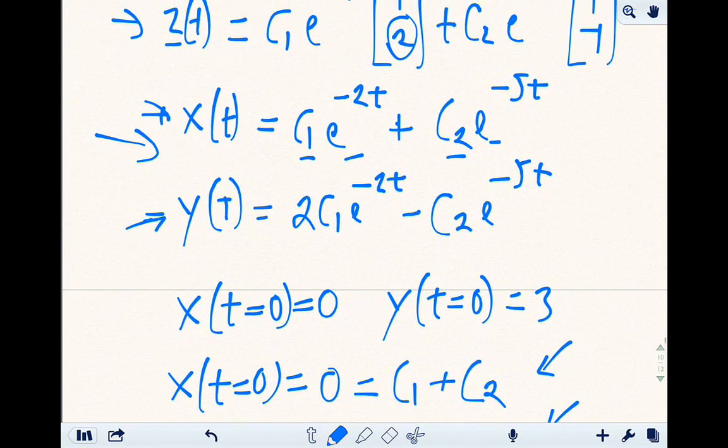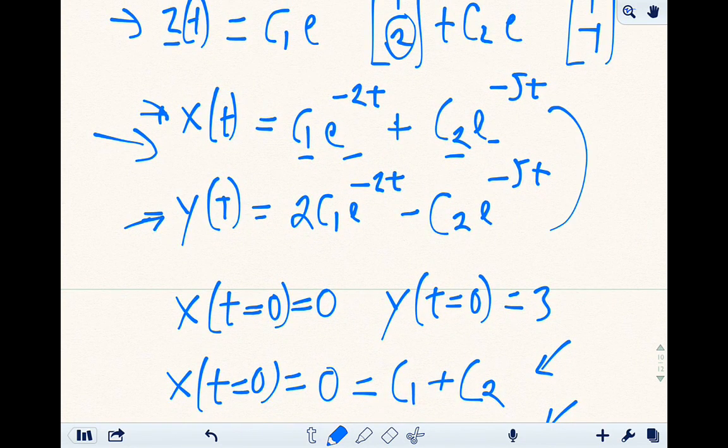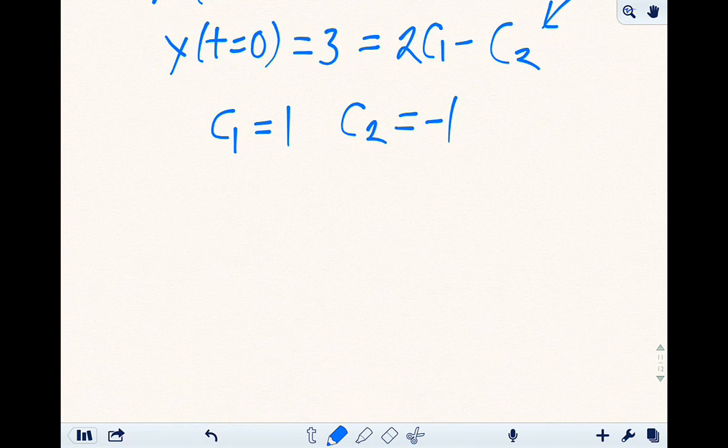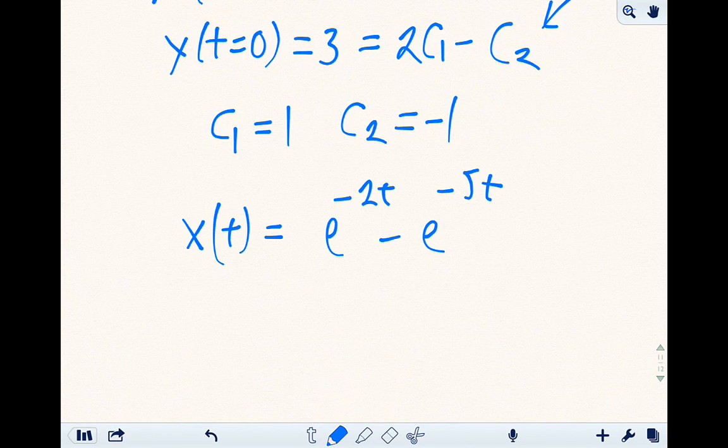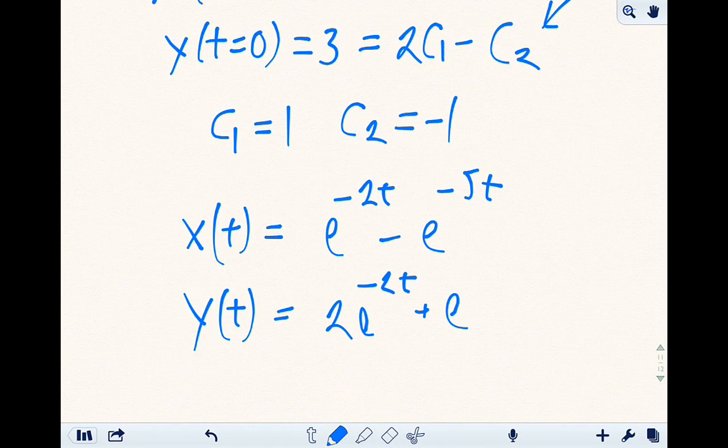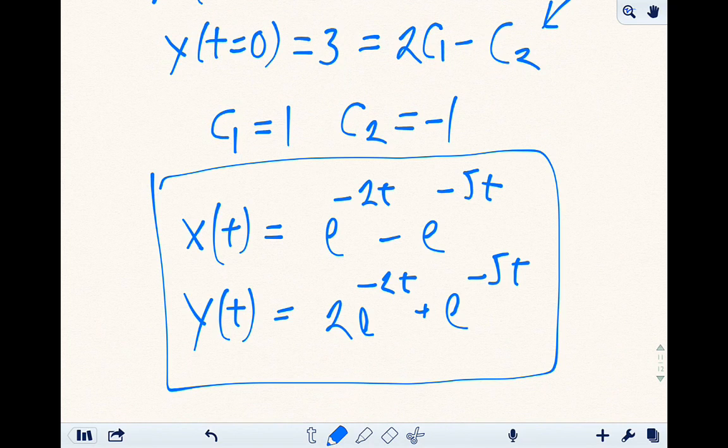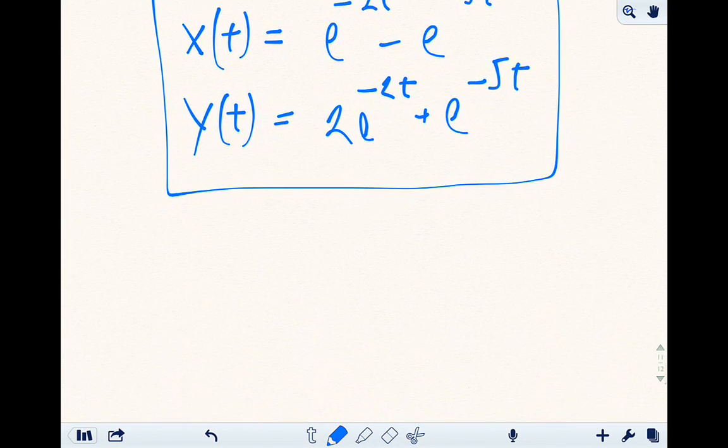Okay? Now we'll go back to our general solution here, and we have actual numbers for the constants because we set some initial conditions. We'll plug those in, and we will get a particular solution for x and y. X of t equals e to the negative 2t minus e to the negative 5t. We get y of t equals 2e to the negative 2t plus e to the negative 5t. This is a set of particular solutions for x of t and y of t that will satisfy our original differential equations and our initial conditions.